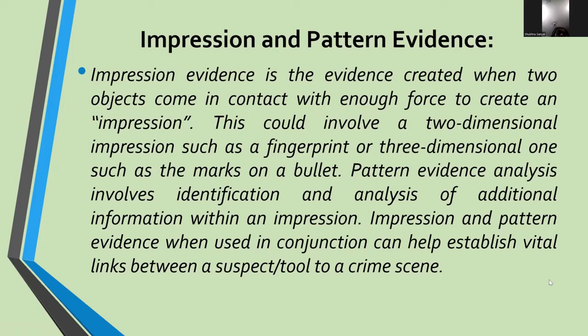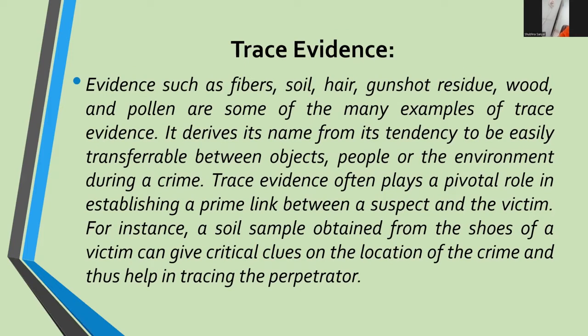Next is impression and pattern evidence. Impression evidence is the evidence created when two objects come in contact with enough force to create an impression. It could involve a two-dimensional impression such as a fingerprint or a three-dimensional one such as the marks on a bullet. Pattern evidence analysis involves identification and analysis of additional information within an impression. The impression and pattern evidence, when used in conjunction, can help establish vital links between a suspect or tool to a crime scene.